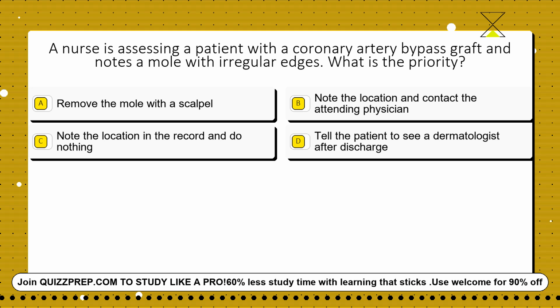Option A. Remove the mole with a scalpel. Option B. Note the location and contact the attending physician. Option C. Note the location in the record and do nothing. Option D. Tell the patient to see a dermatologist after discharge.